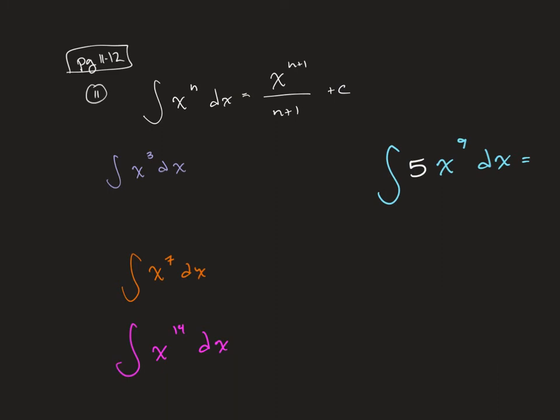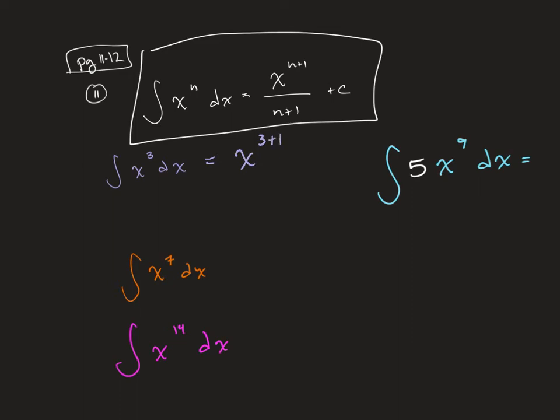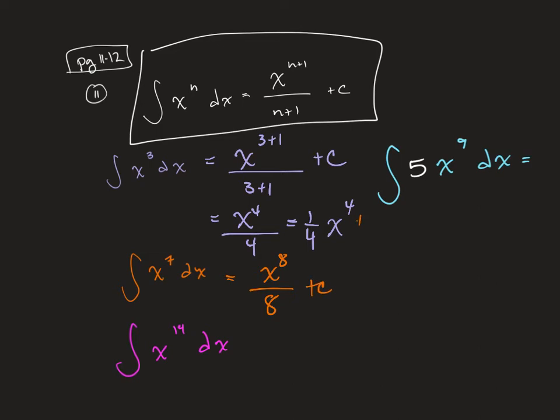So if you look at your formula booklet, page 11 and 12, this is page 11, it has this very fancy rule for you, which is that the antiderivative of x to the n dx is always x to the n plus 1 over n plus 1 plus c. That would look like here. So x cubed, we'd have x to the 3 plus 1 over 3 plus 1 plus c. We're going to talk about the plus c in a second. But this would just get us x to the fourth over 4, which is totally okay to write as 1/4 x to the fourth. X to the 7th would become x to the 8th over 8 plus c.